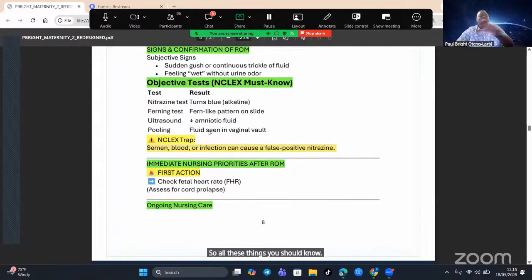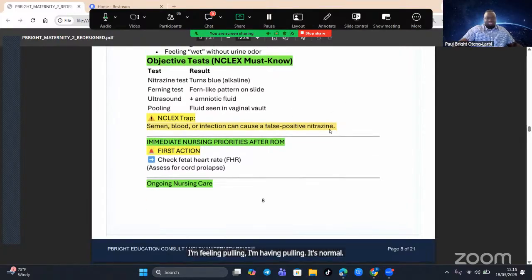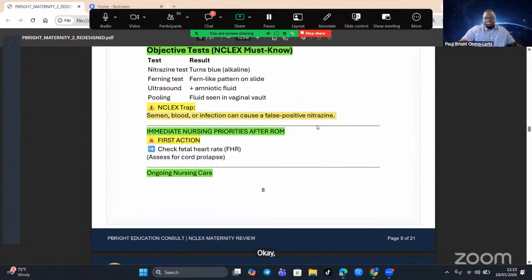Okay. Then the pooling. This one, every woman will come and tell you, I'm feeling pooling, I'm having pooling. It's normal.